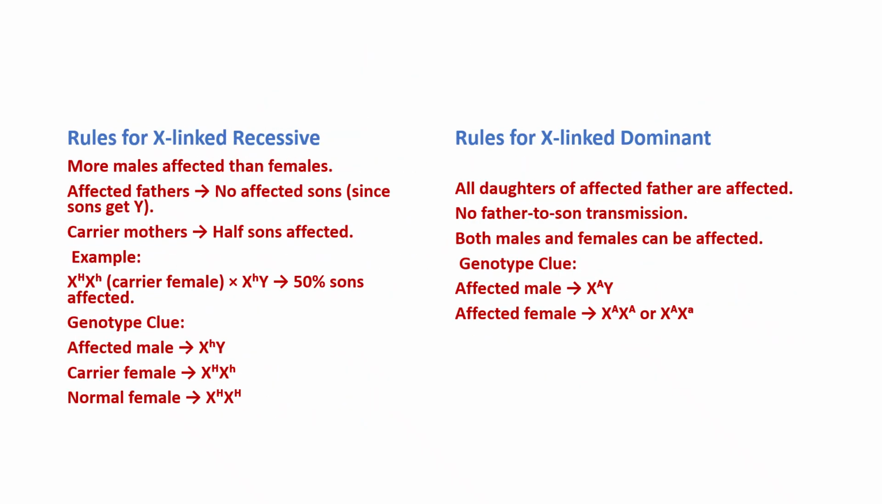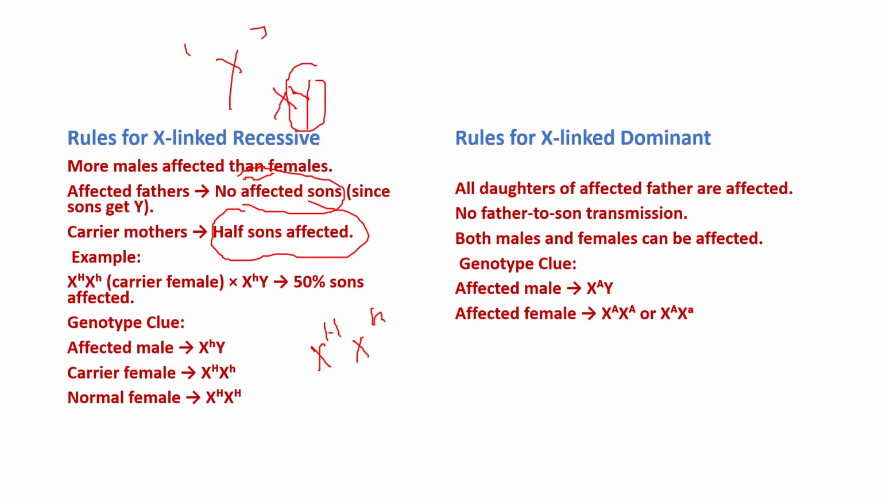Next, rules for X-linked recessive. Here more males will be affected than females. If we take an affected father, there are no affected sons, since sons get the Y chromosome from the father. In the male, the genes are represented only by XY. Y is the main character which inherits the male characteristics. So with a carrier mother, half of the sons will be affected. Here the genotype will be represented as XH, Xh.